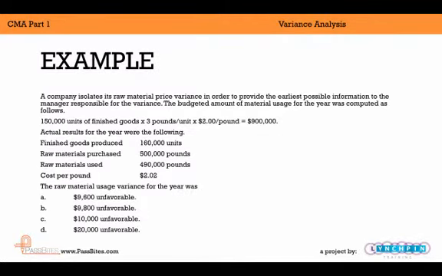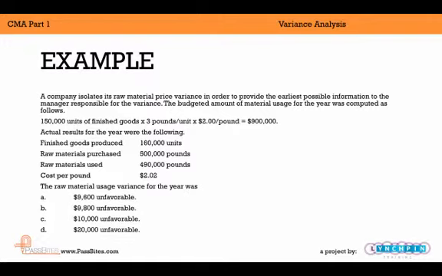A company isolates its raw material price variance in order to provide the earliest possible information to the manager responsible for the variance. The budgeted amount of material usage for the year was computed as follows. 150,000 units of finished goods times 3 pounds per unit times $2 per pound gives you $900,000. Actual results are we produced 160,000 while budgeted was 150,000. Raw material purchased is 500,000 pounds. Raw material used are 490,000 pounds and cost per pound is $2.02.